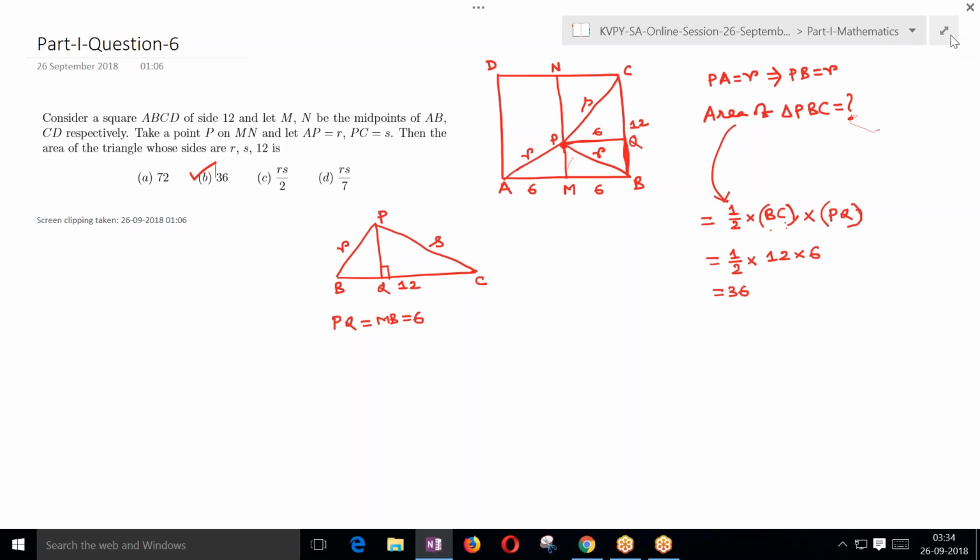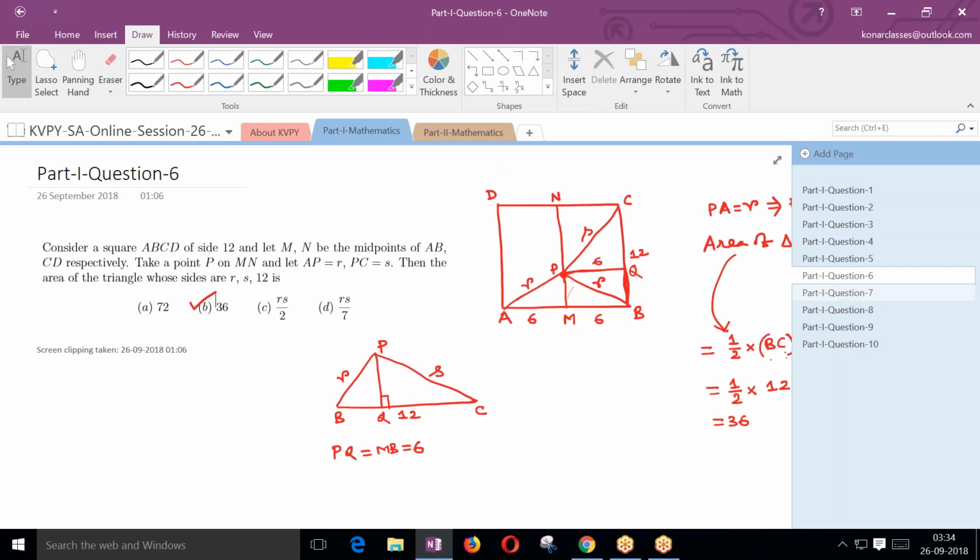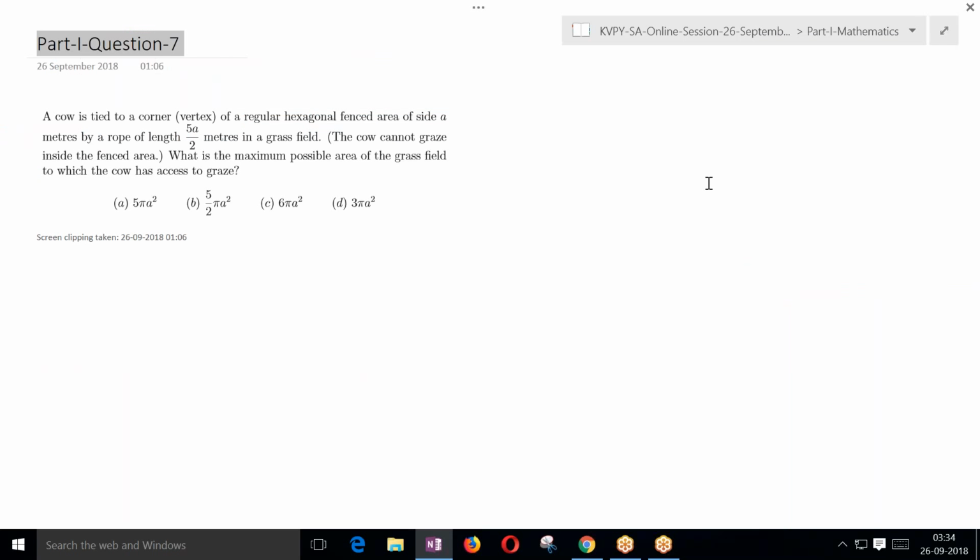Okay, so let's proceed to the next question. That is question number 7. In this question, it is mentioned a cow is tied to a corner of a regular hexagonal fenced area of side A meters by a rope of length 5A by 2 meters in a grass field. So let us first visualize this question. First we need to draw a hexagon. It should be something like this.